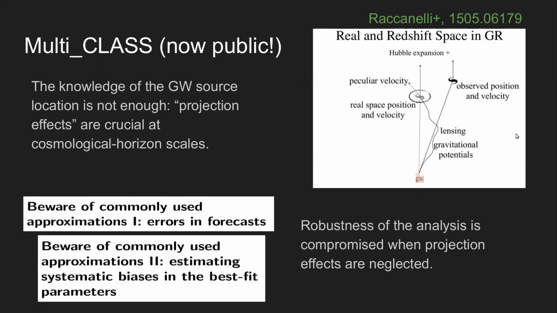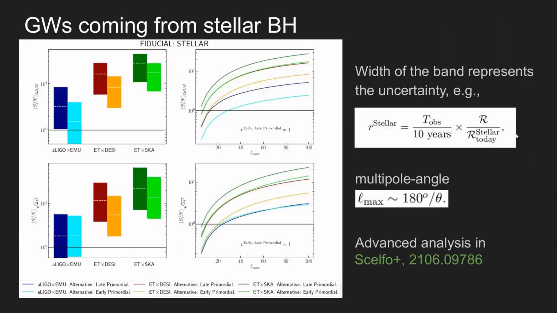And we have two papers that present this code, exactly showing what happens when you neglect these effects. You're going to have errors in your forecast, so you're not going to really understand whether you can measure a signal or not, but also at the level of the analysis. If you try in the future to analyze this data using this technique and you don't account for these effects, you're going to have a systematic bias in your best-fit parameters. And now the code is public.